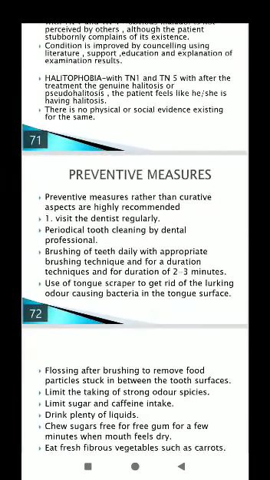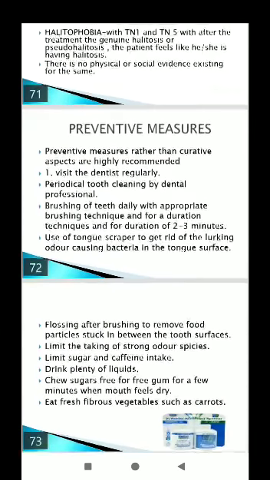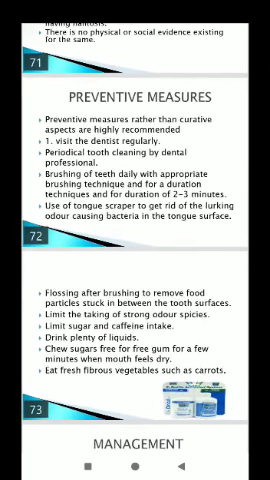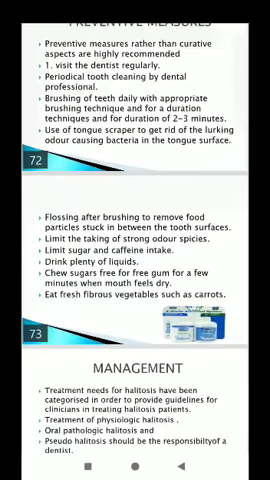So coming to the preventive measures, how we can overall prevent halitosis. Number 1 is visit to the dentist regularly. Periodical tooth cleaning by the dental professional is needed. Brushing of the teeth daily with appropriate brushing technique for about 2 to 3 minutes. Use of tongue scraper to get rid of the lurking odor caused by the bacteria on the tongue surface. Flossing after brushing to remove food particles stuck in between the tooth surfaces.